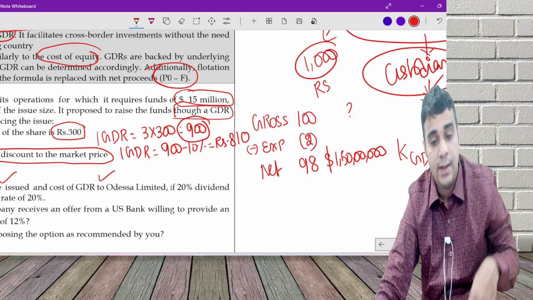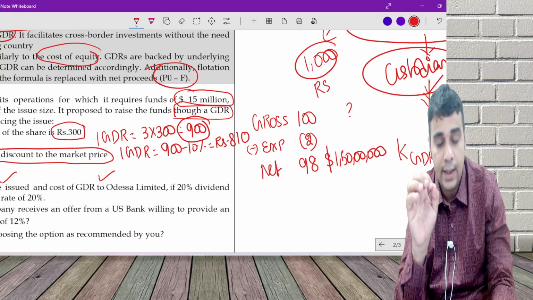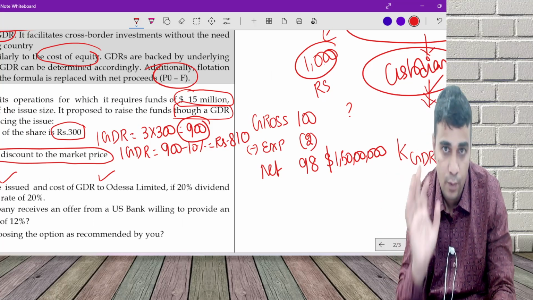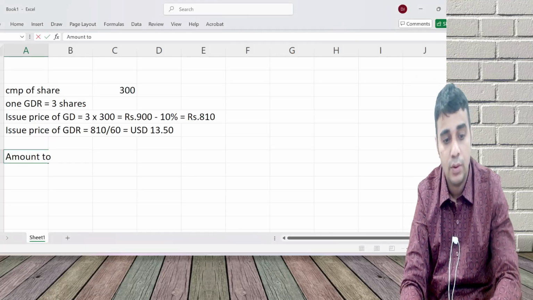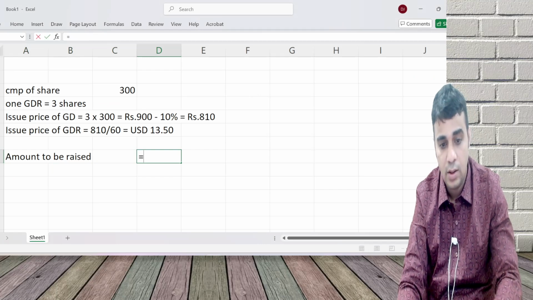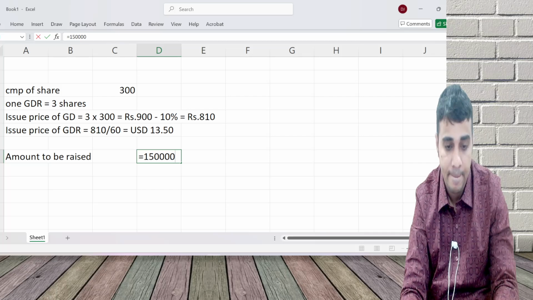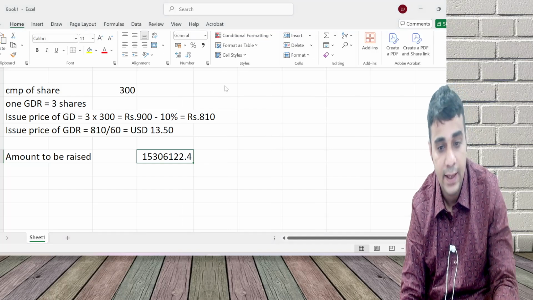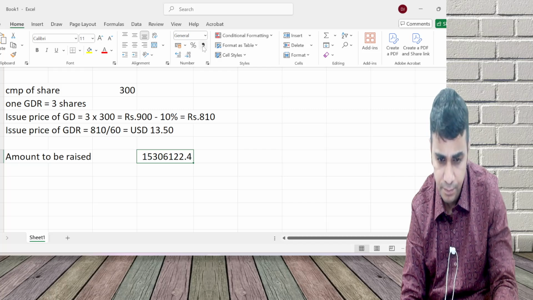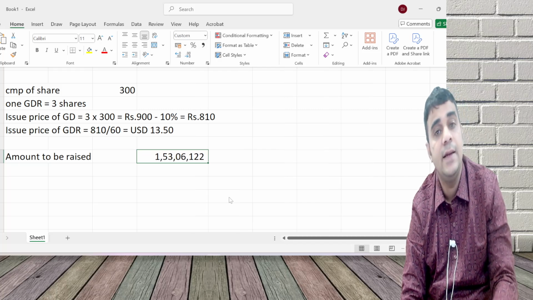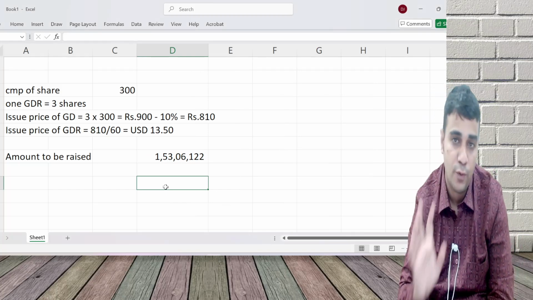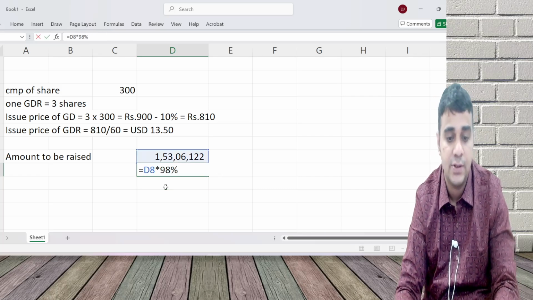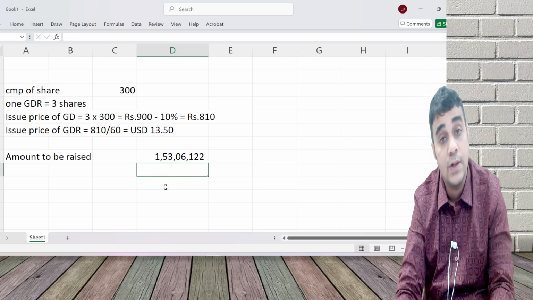So how much money do I raise? Again, gross is 100, expenses 2, net is 98. 98 is equal to 1 crore 50 lakh. What is 100? The amount to be raised is 1 crore 50 lakh divided by 98 into 100, cross multiplication. I have to raise 1 crore 53 lakh. If you remove the 2% expense, you will get 1 crore 50. That is, if I subtract the 2% expense from the 100%, I get 1 crore 50. The gross amount to be raised is 1 crore.